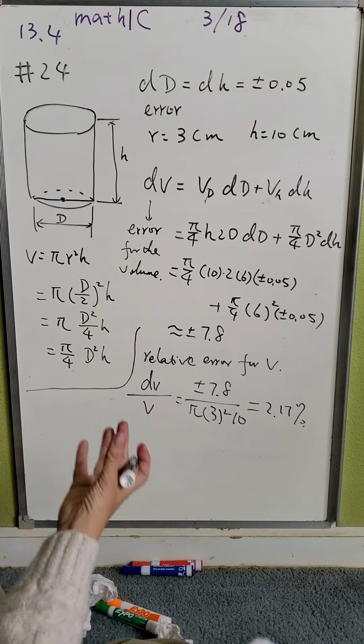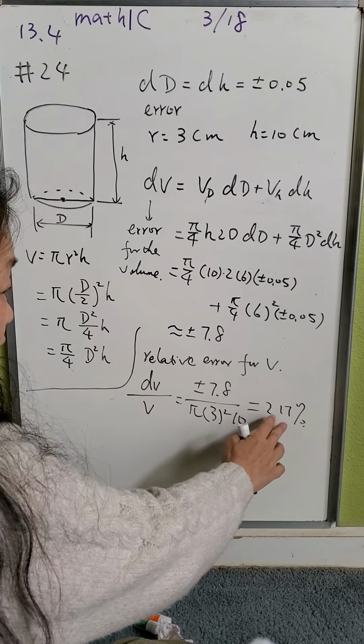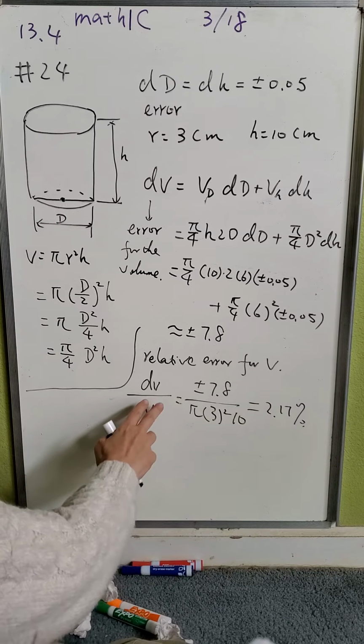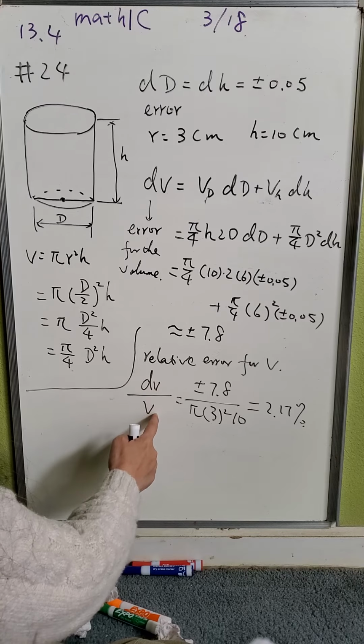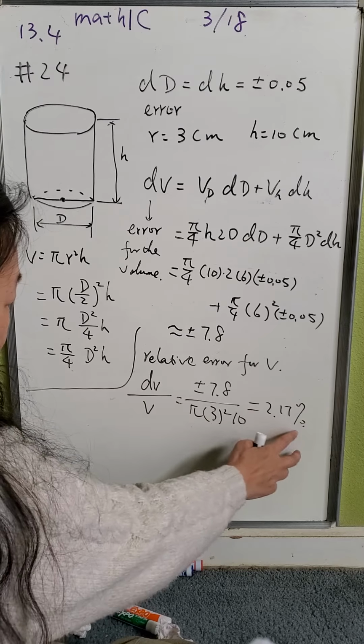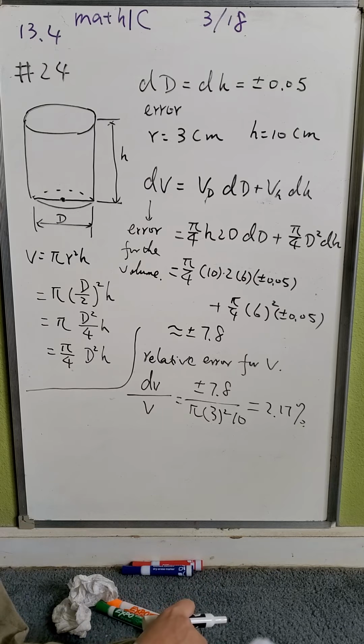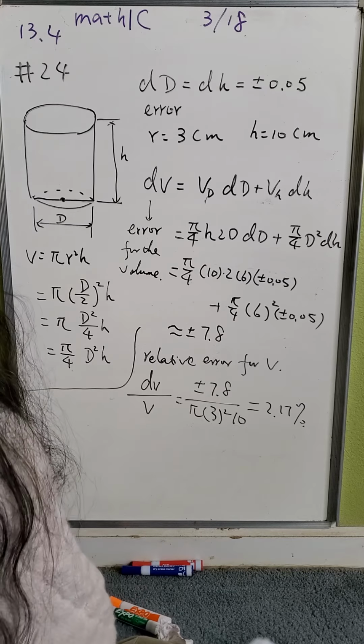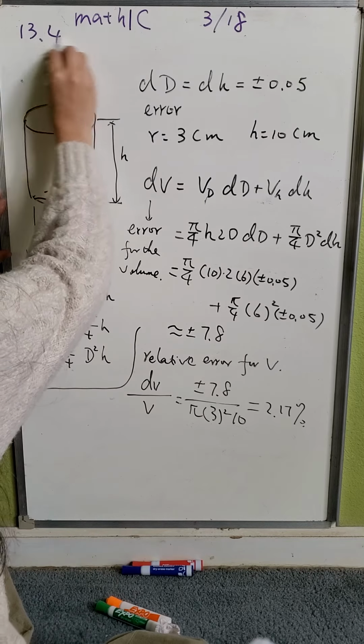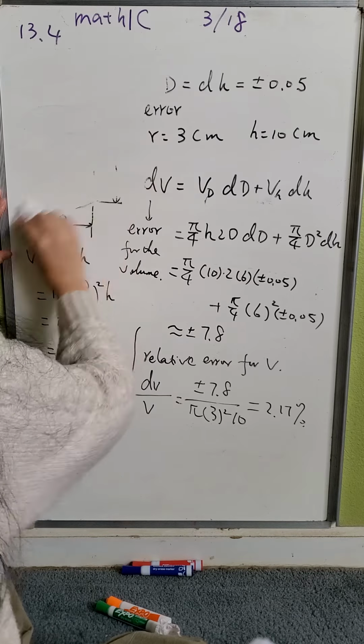So means the volume is 2.17% more than it's supposed to compare the area. So the area inside here, relatively speaking, is only 2.17%. That's not too bad, but still. So compared to the total volume. So that's for point number 24. And I have one more problem, okay, for this session.